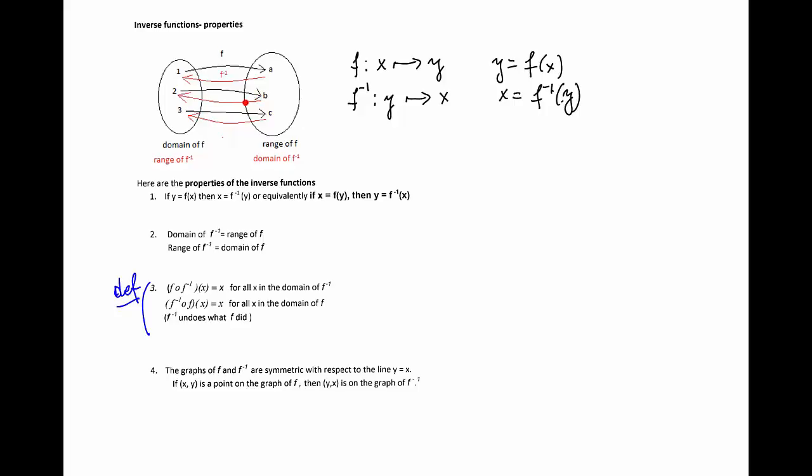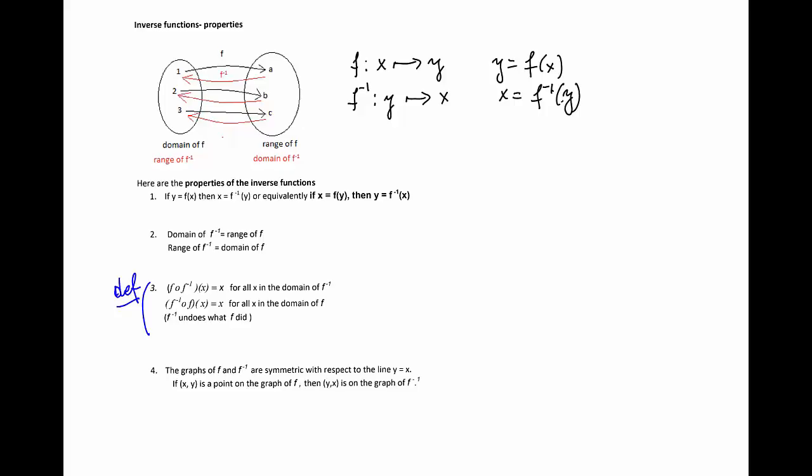If I start with b and apply f inverse, I will end up at 2. And now if I apply f to that 2, I will get b. So property 3 is not only a definition, but clearly indicates the relationship between f and f inverse. f inverse undoes what function f does.